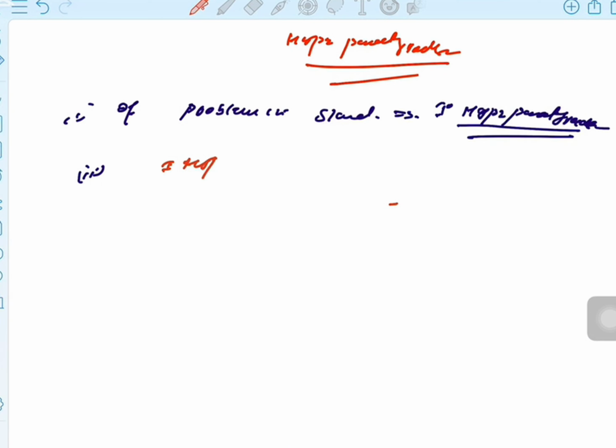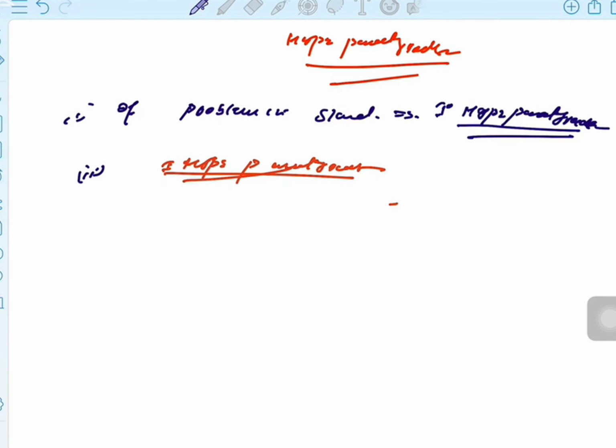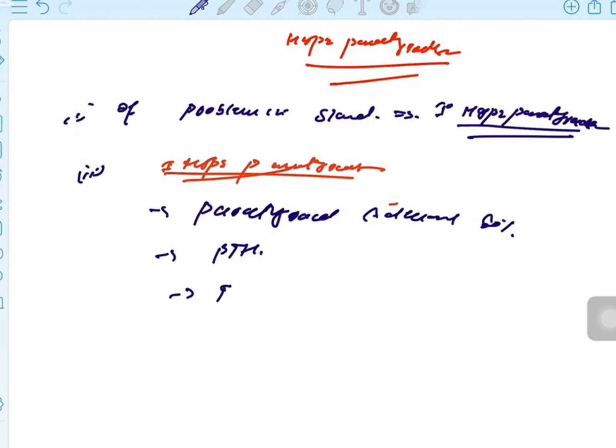Now we are going to discuss primary hyperparathyroidism in full detail. What is the most common cause of primary hyperparathyroidism? The most common cause of primary hyperparathyroidism is a parathyroid adenoma. What is a parathyroid adenoma? I mean, there is a tumor, and it is an 80% cause of hyperparathyroidism. Other than that, we will say parathyroid hyperplasia, and the least common one is a parathyroid carcinoma.